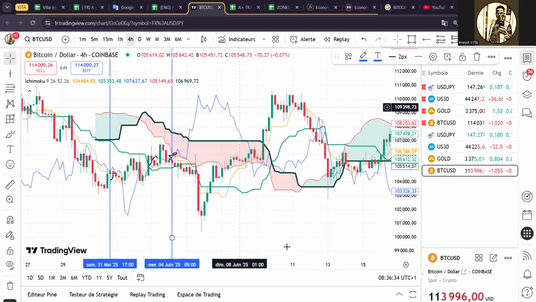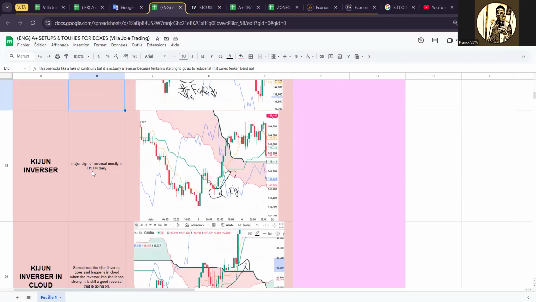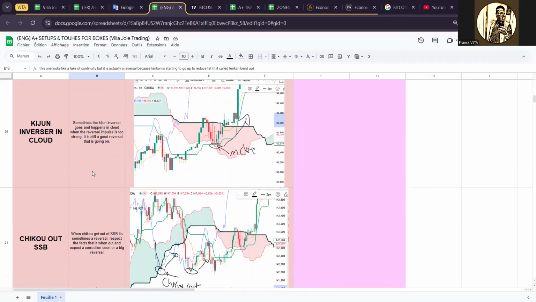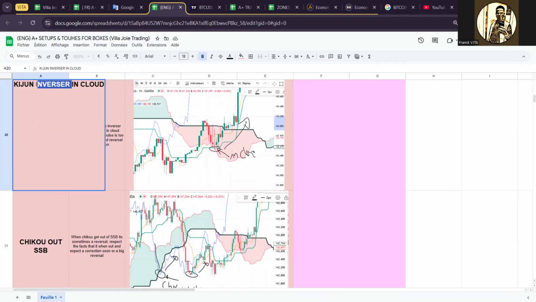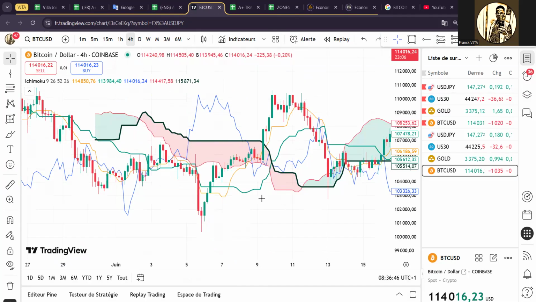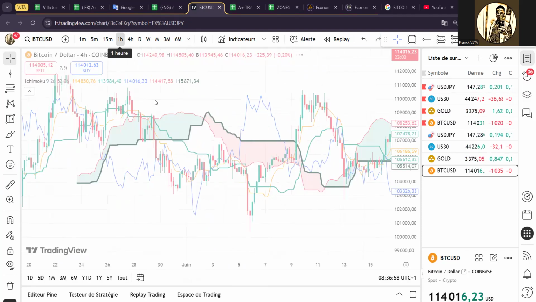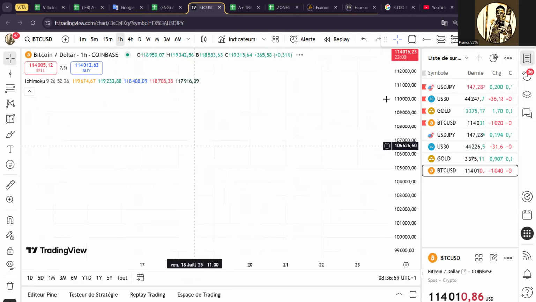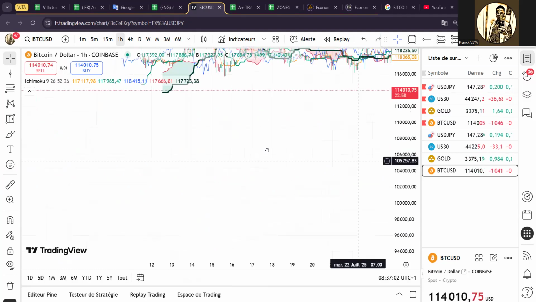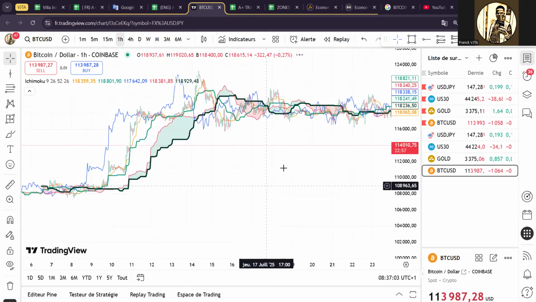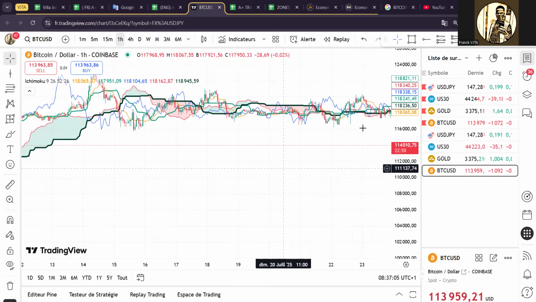So after that, you have an inverted Kijun in cloud. I'll call it inverted Kijun in cloud. Now we have an inverted Kijun in cloud. That happens most of the time too, in 15 minutes mostly, sometimes in 1 hour.